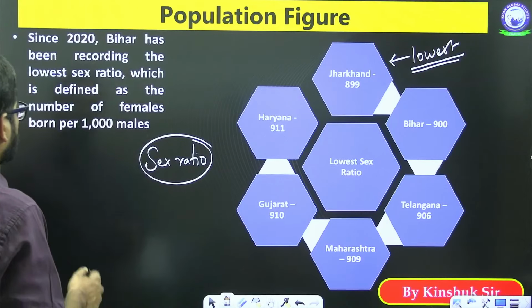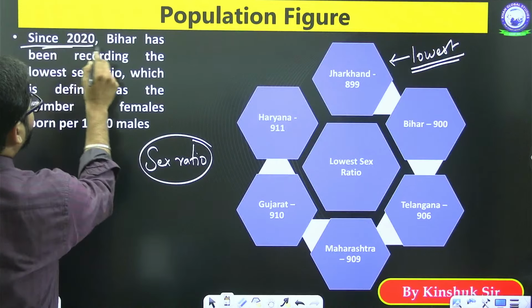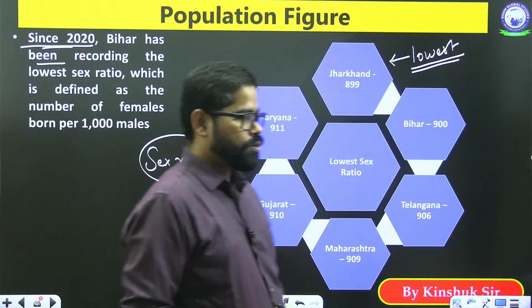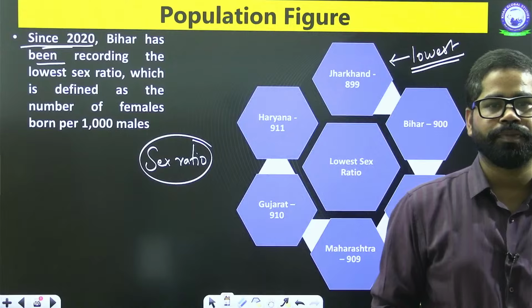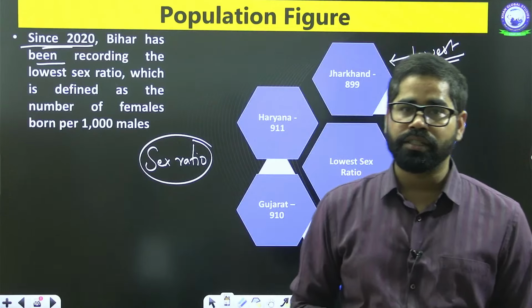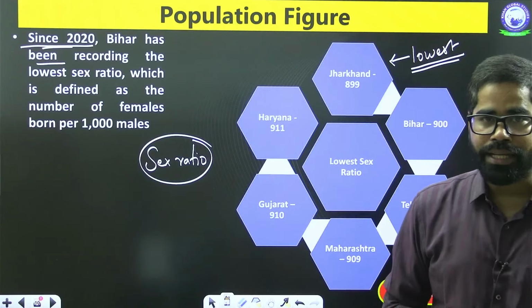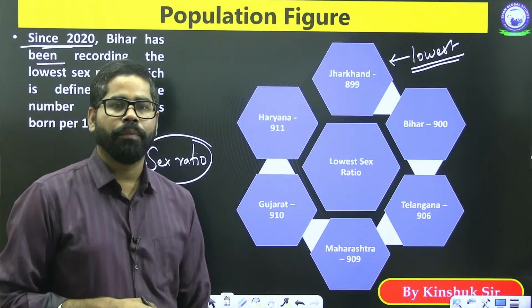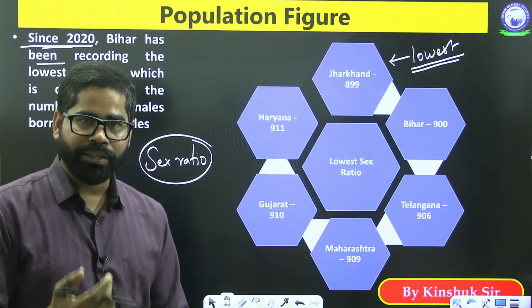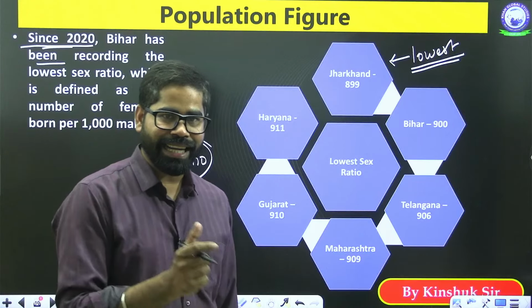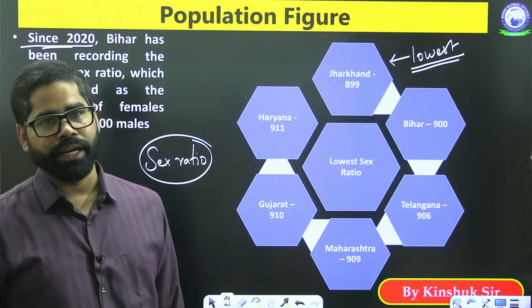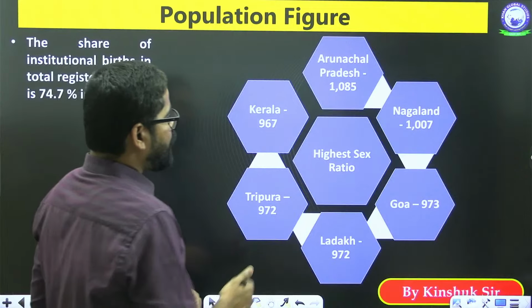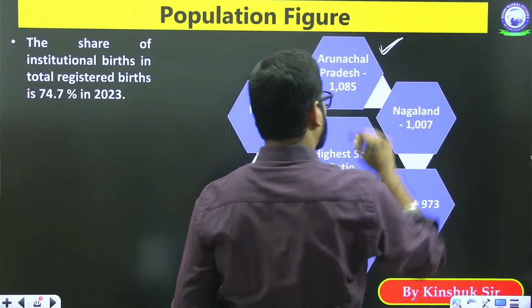Since 2020, Bihar has been recording the lowest sex ratio. Now Jharkhand has gone further lower. Jharkhand has 899 females per 1000 males. The states which are having better performances, you can see the highest sex ratio is in Arunachal Pradesh.